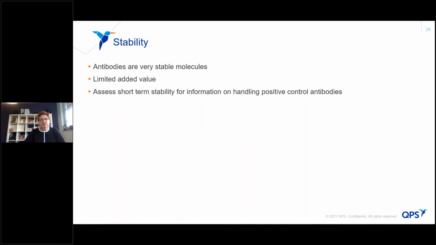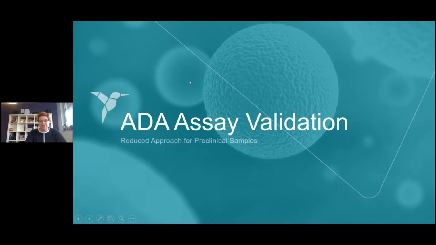in general, antibodies are very stable molecules. And you also have to bear in mind that the study samples containing positive control are not the same as the positive control antibody. So you can establish the stability of your positive control, which can be like a monoclonal or rabbit antibody in the human matrix, and it will tell you how you can handle the positive control antibodies, but not so much the stability of the study samples.